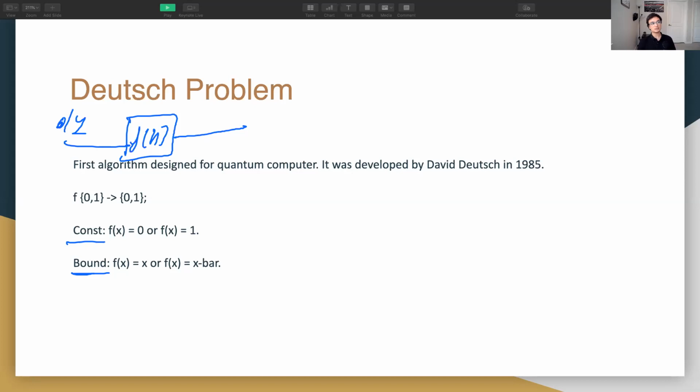Now the task for us is to identify whether this function is a constant function or a balanced function. If we use classical computers, we have to execute this function twice to identify whether it's a constant function or a balanced function. So we have to do two iterations to solve this problem. Whereas with quantum computers, we can solve this within one execution, or within the first iteration. Let's see how we can do that.